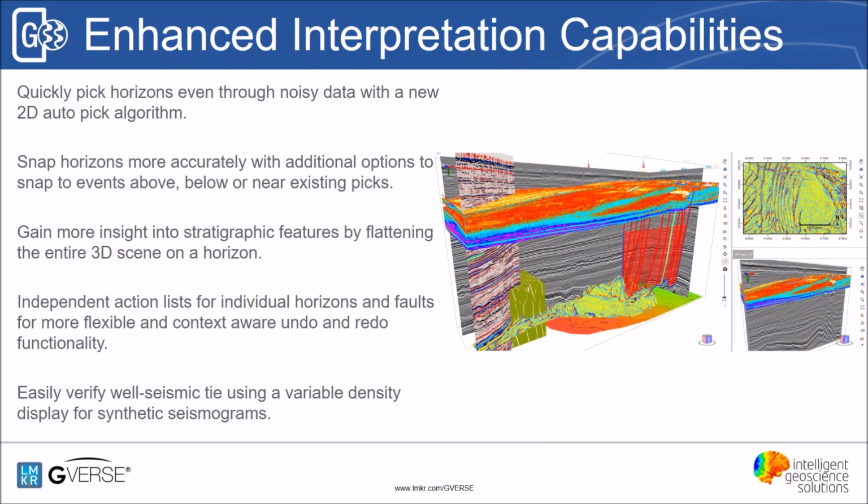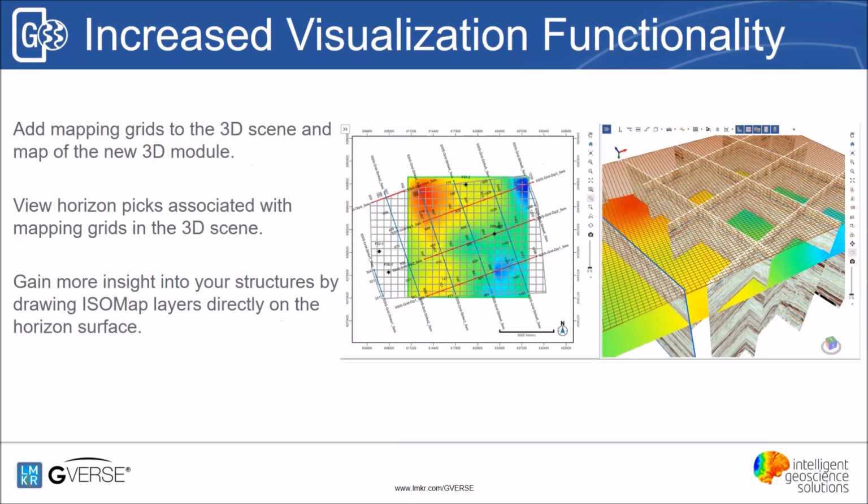We also have a new variable color density plot to display synthetics along your well bores, so you can now match your color palettes and make a visual comparison of your seismic and your synthetic more easily. We're also constantly working on our 3D engine to make it more capable. With 2017.3, we can now view mapping grids and horizon picks associated with those mapping grids in the 3D scene. In other improvements to the engine, we've added the capability to draw GeoAtlas layers directly on your horizon surface. So you can take your culture layers or a contour layer or basically any GeoAtlas layer and draw it right on top of the horizon surface.